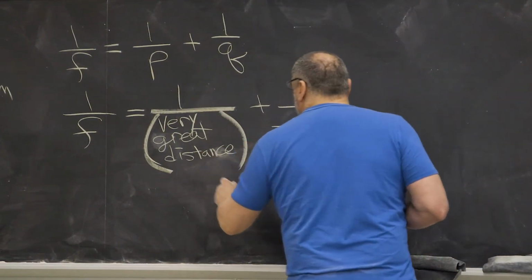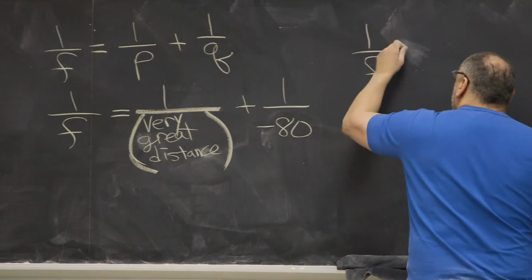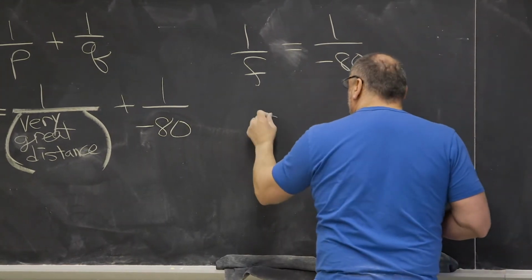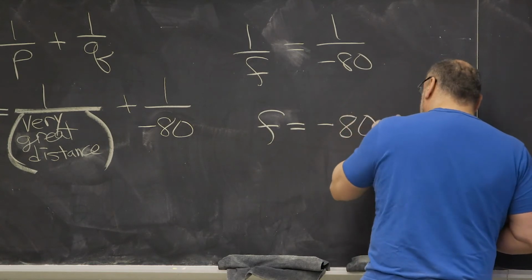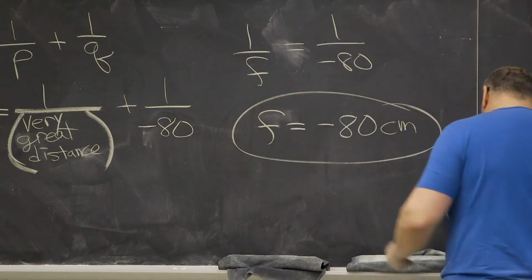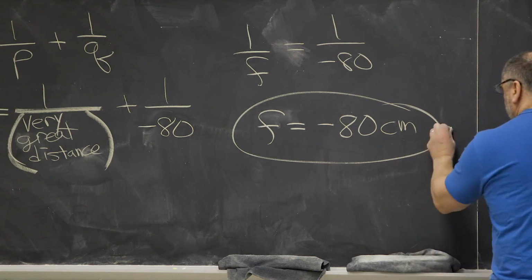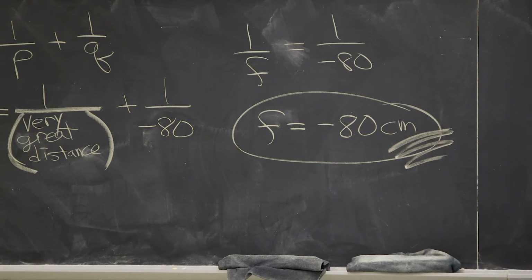1 over a very great distance is practically 0. Get the reciprocal of both. So we've got this. The focal length is this for the far point. Now we need a virtual image at his near point.